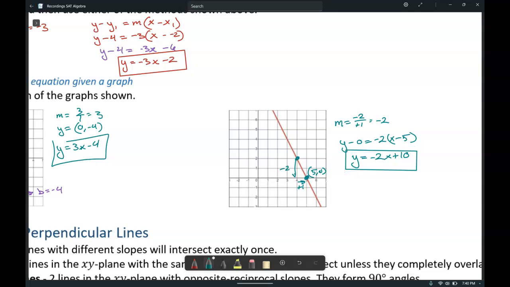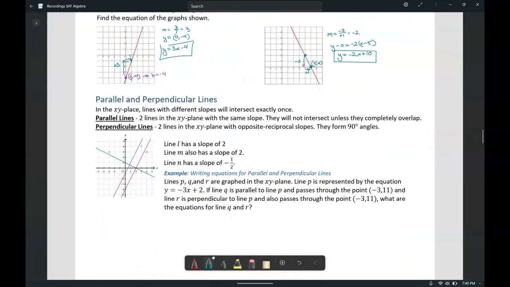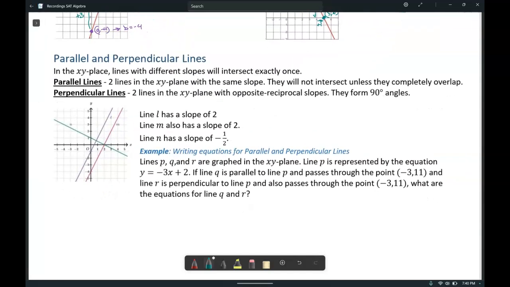Last thing we're going to cover is parallel and perpendicular lines. In the xy plane, lines with different slopes will intersect exactly one time. Now, the only time lines will not intersect is when they have the exact same slope, and we call those parallel lines. Two lines in the xy plane with the same slope will not intersect unless they completely overlap. So lines L and M here are parallel.